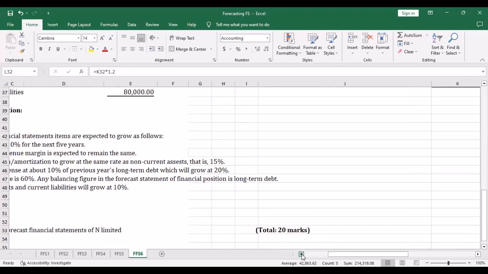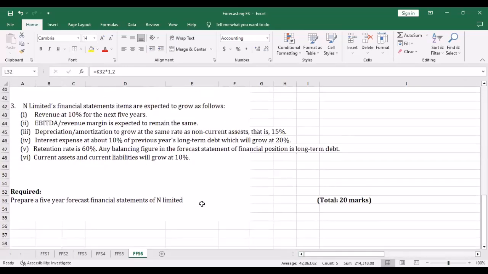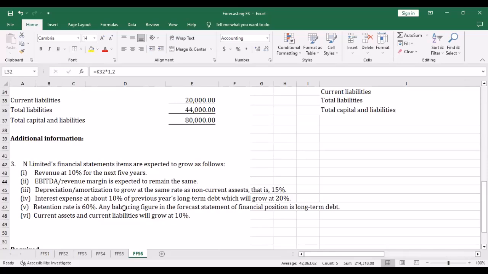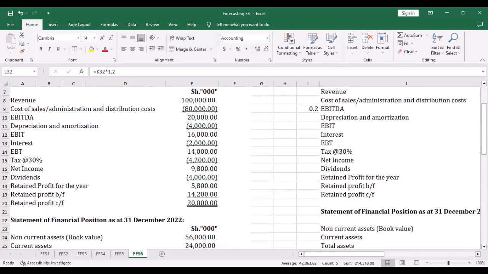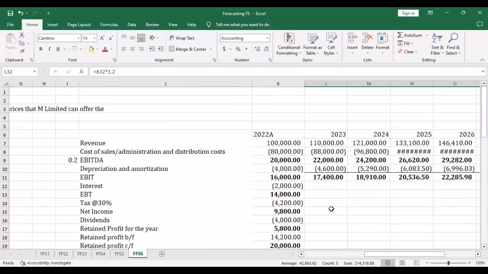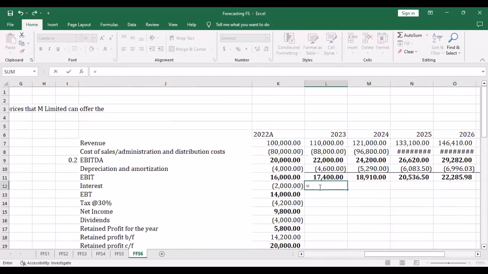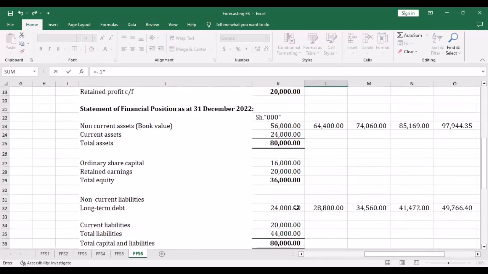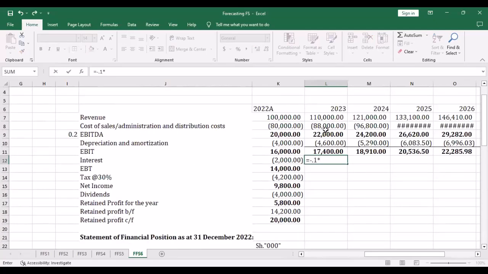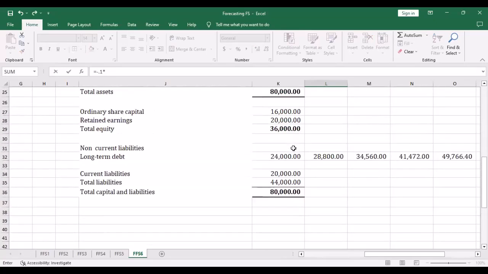So you are saying interest expense is about 10% of the previous year's long-term debt, isn't it? So it is 10% of the previous year's long-term debt. So here, interest will be negative 0.1. It's not growing, so it's 10% of the previous year. If you are in 2023, the previous year will be 2022, isn't it?